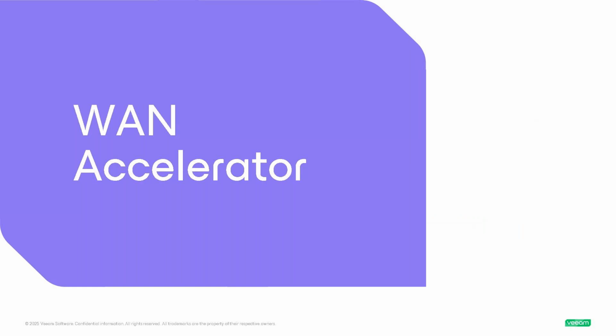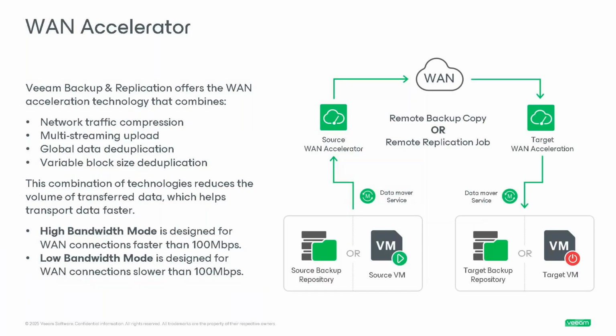And so WAN accelerators are useful potentially for backup copy jobs, replication, CDP. It minimizes the data transfer volume, so it increases efficiency over a WAN link. So it gives you extra network traffic compression, multi-streaming upload, global data deduplication capabilities, variable block size deduplication, and it has two modes: high bandwidth mode and low bandwidth mode.